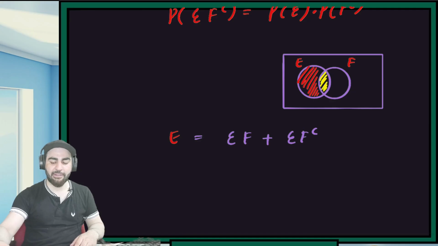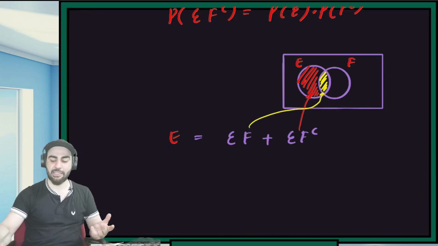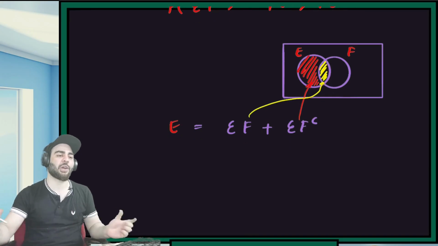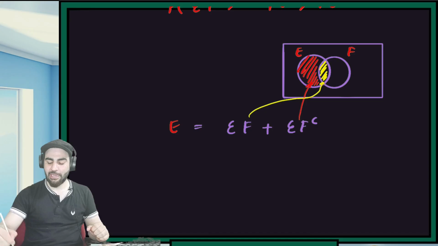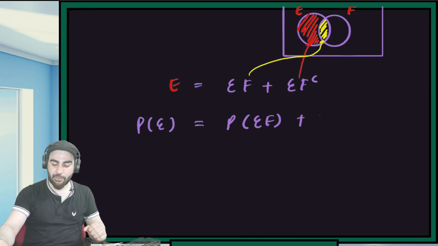F complement is everything that's outside F. So this intersection part is equal to this part, the red part, and this is the yellow part. I can write it like this. Now you know that these two things are disjoint, so I can use the additivity theorem. So probability of E is equal to probability of E and F plus probability of E and F complement.